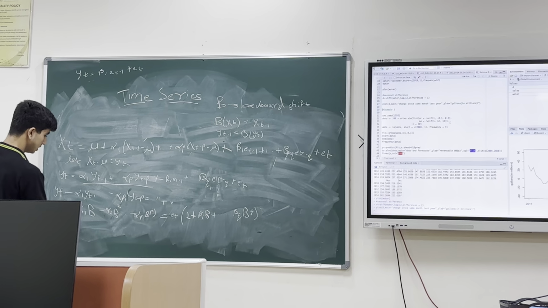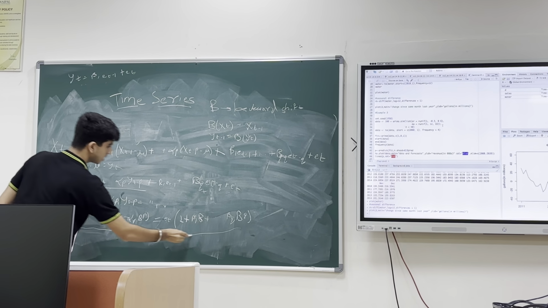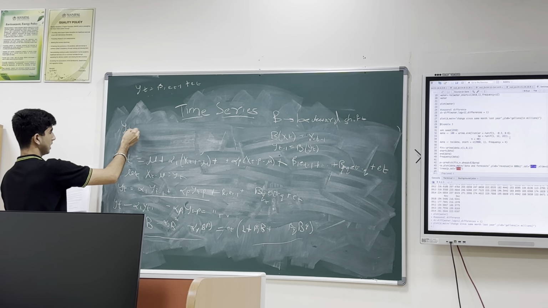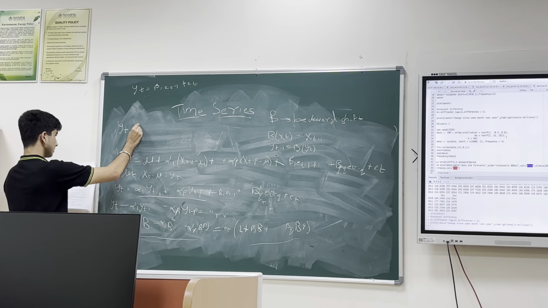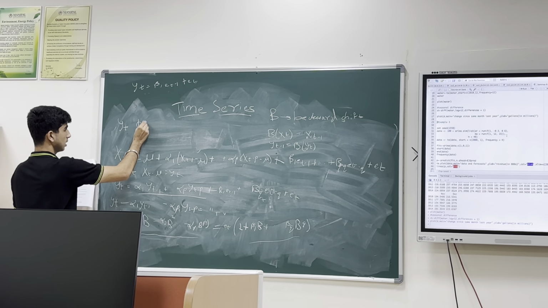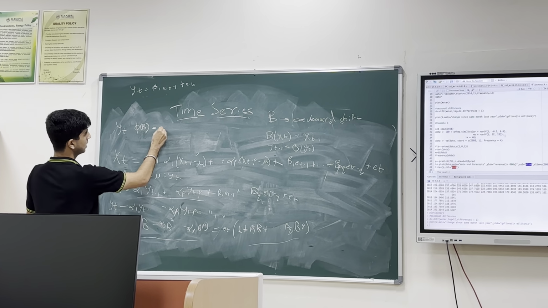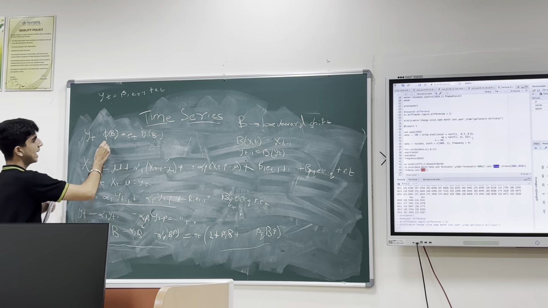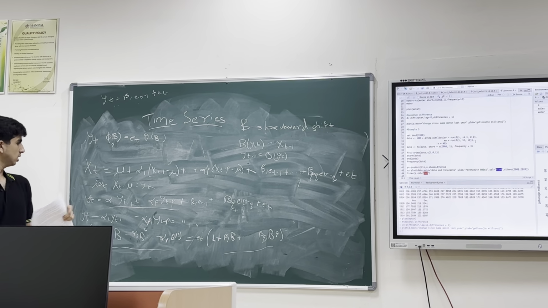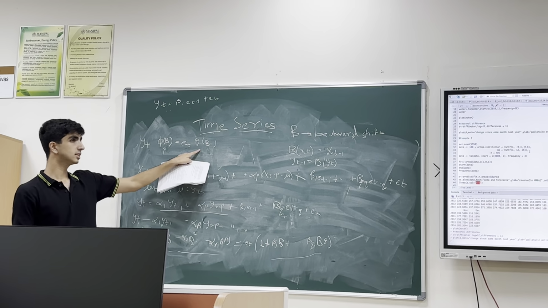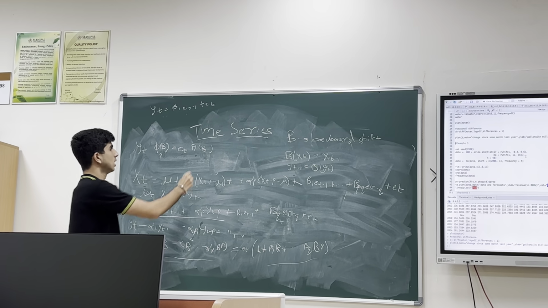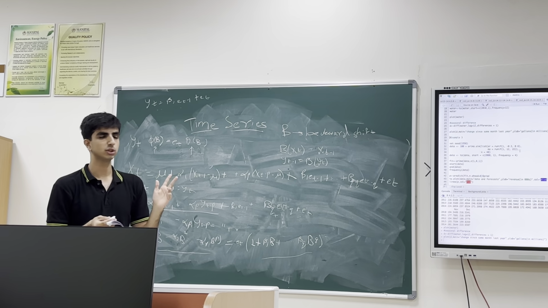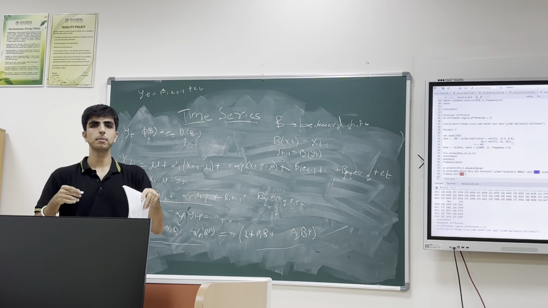So if I combine all this, I can write this entire process as yt times phi of B is equal to et times theta of B. This phi of B is called the characteristic equation of an AR process, and this is called the characteristic equation of an MA process. This is actually used to find the stationarity and invertibility of these two processes. We can go a little deeper into that some other time.